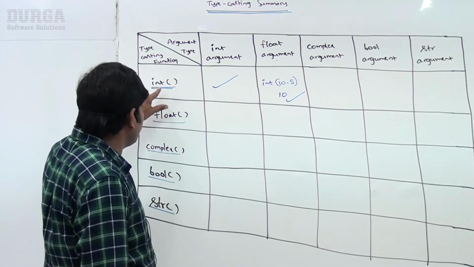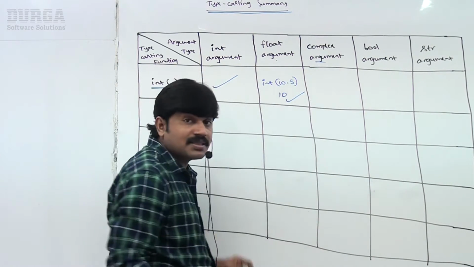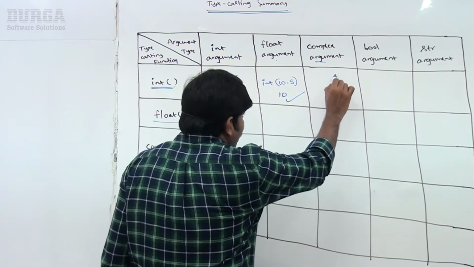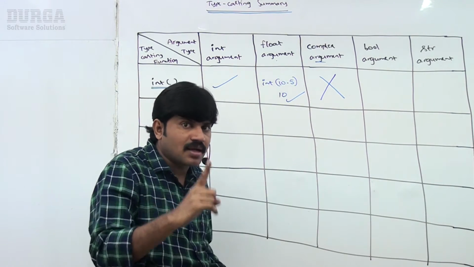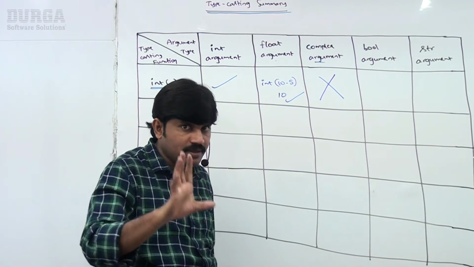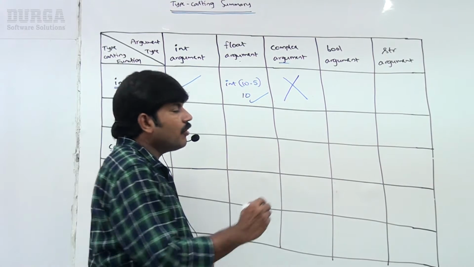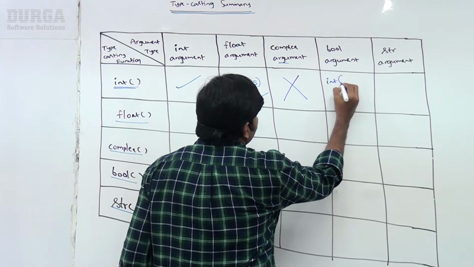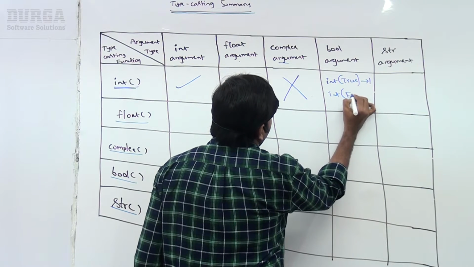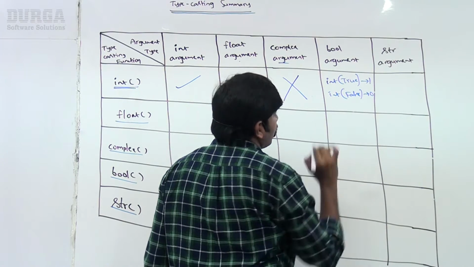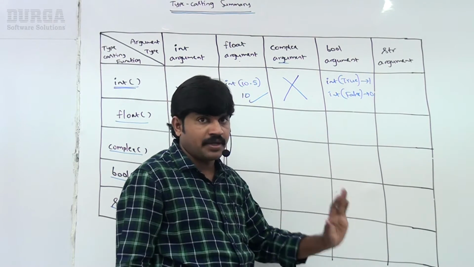Acceptable. Next, for the int function, if you pass a complex number as the argument, immediately we are going to get a type error. The reason is that you can't convert a complex number to int type. Remember that. Next, a bool argument: int of true means 1 we are going to get, int of false means 0 we will get. You know that internally true and false are treated as 1 and 0. That's why, right? Okay, well.